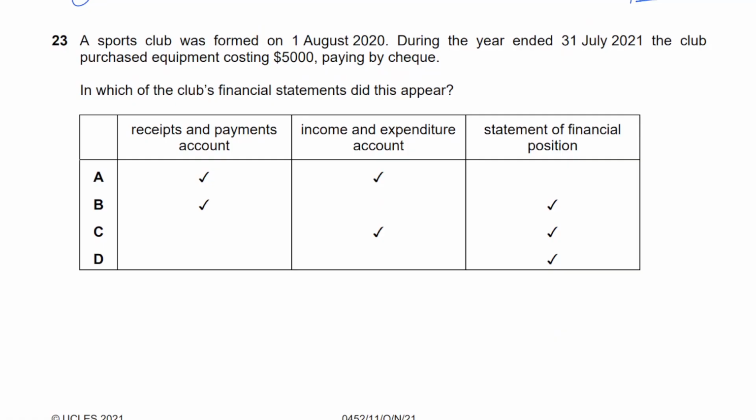Number 23. A sports club was formed on 1st August 2020. During the year ended 31st July 2021, the club purchased equipment costing 5,000 paying by check. In which of the club's financial statements did this appear? So they paid it by check, so receipts and payments is involved. Income and expenditure account will, well, let's see. During the year, the club purchased equipment. So they're not talking about depreciation yet. If they were talking about depreciation, we would involve the income and expenditure account. But here, this is a better option, statement of financial position, B. Because we know that is definitely involved. We're talking about a non-current asset.